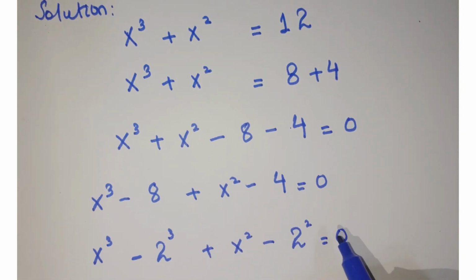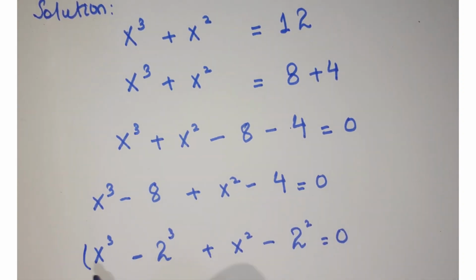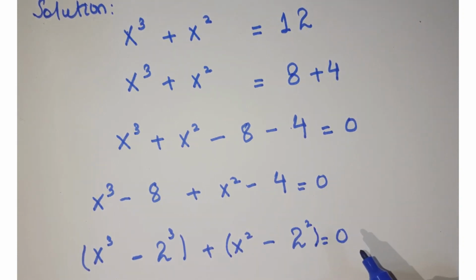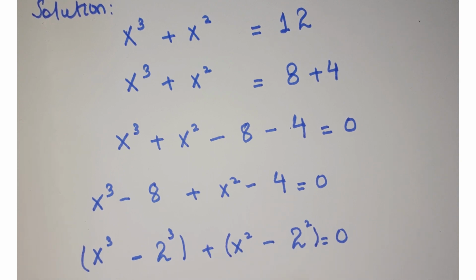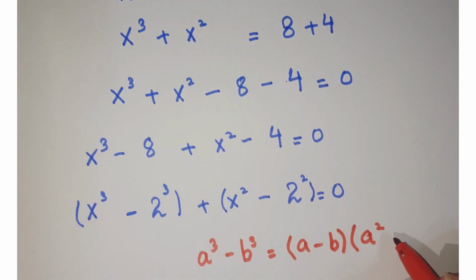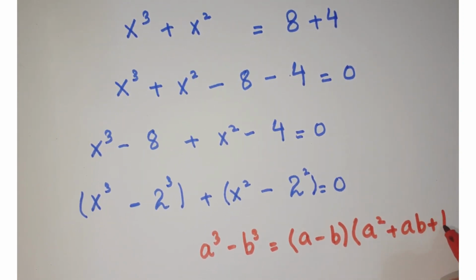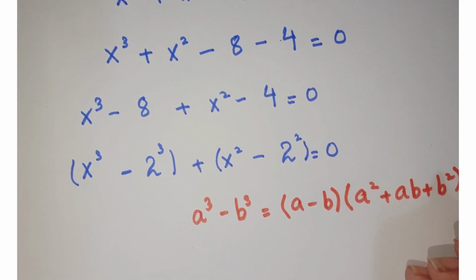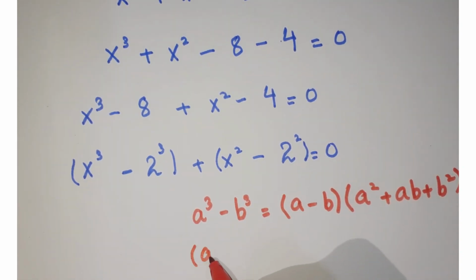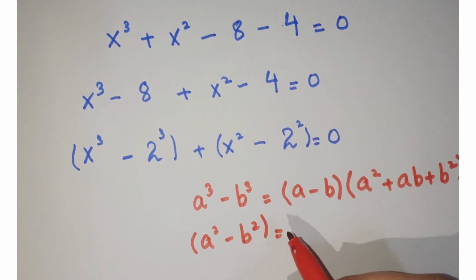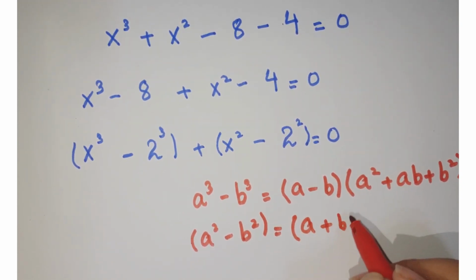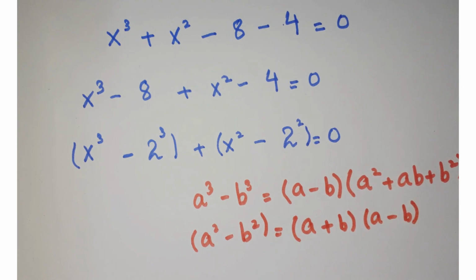Now you can see that x cube minus 2 cube. Here you can apply the algebraic identity, and with this x square minus 2 square you can apply the algebraic identity, that is a cube minus b cube is equal to a minus b bracket a square plus ab plus b square, and a square minus b square is equal to a plus b into a minus b.